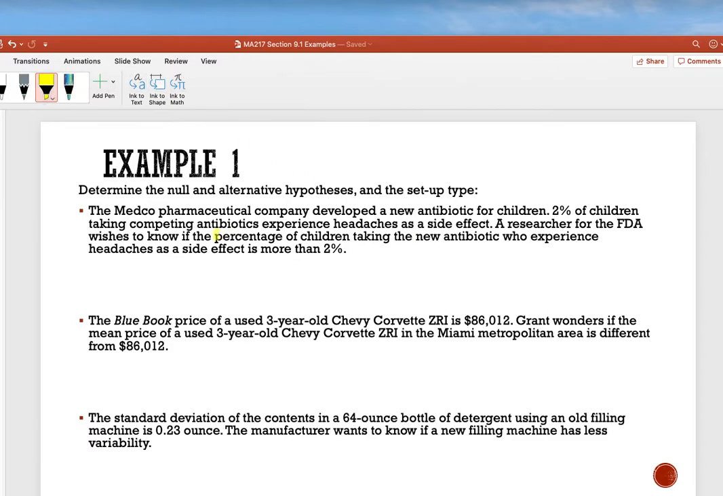Since we are talking about a percentage here, the parameter that we're going to be using is a parameter p for the population proportion. So we need to map out our null and our alternative hypotheses. Both of these have that parameter in it.